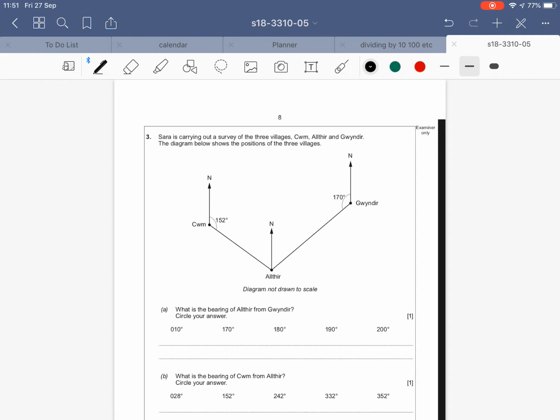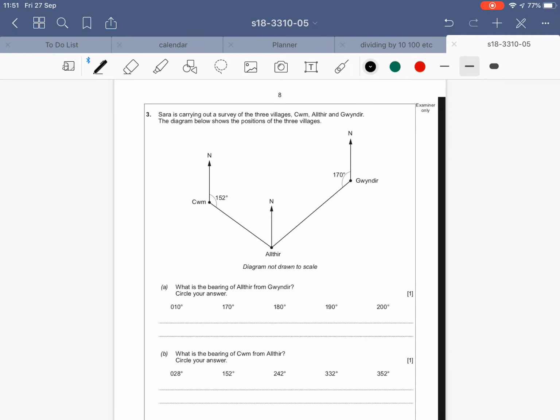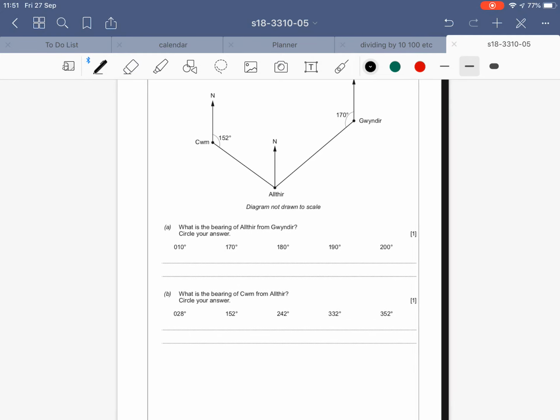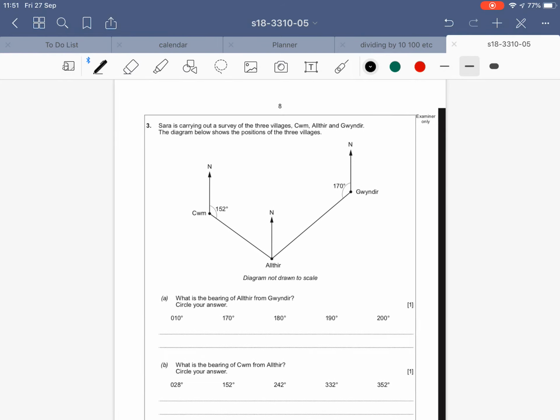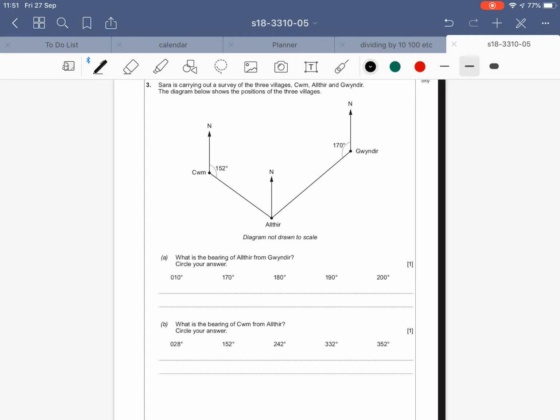Question 3. Sarah is carrying out a survey of 3 villages. And the diagram below shows the position of the 3 villages. What is the bearing of Althier from Glinder? These are weird names. So from Glinder, so that's going from G. So you start from this place and you go up north and you go around until you hit A. So I want that angle around there.